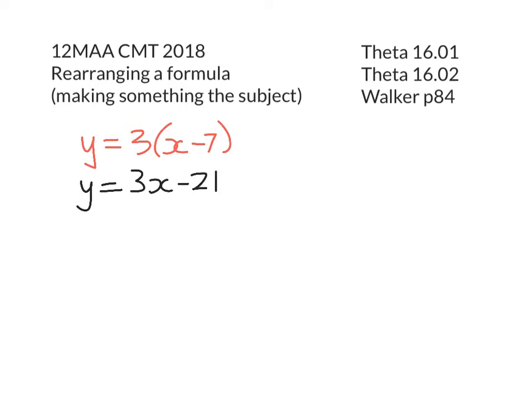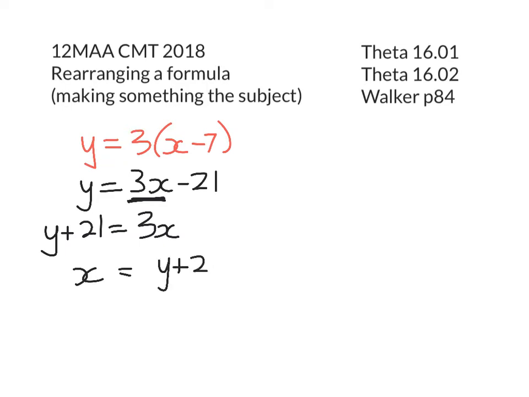Right, my ultimate goal is to end up with x equals blah blah blah. So I'm going to add 21 to both sides. Now I've got 3x. And so we'll divide both sides by 3. So at this stage I'm going to write x equals, I'll do that in my head. I've got x equals y plus 21, all divided by 3. So that's okay, but it's probably a bit nicer to write it as y over 3 plus 7.